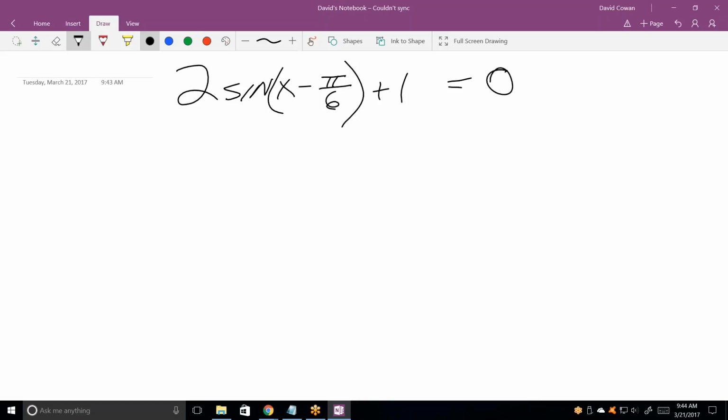All right. We're going to solve this the same way we did multiple angles. In other words, we're going to solve for that. And then once we come up with our solutions, we're going to move the pi over 6 over to each one of them. Okay. So work me through the algebra. You would subtract 1 and then divide by 2 to get negative 1/2.